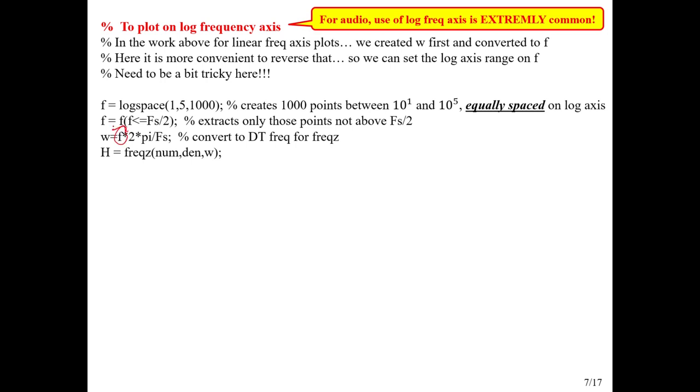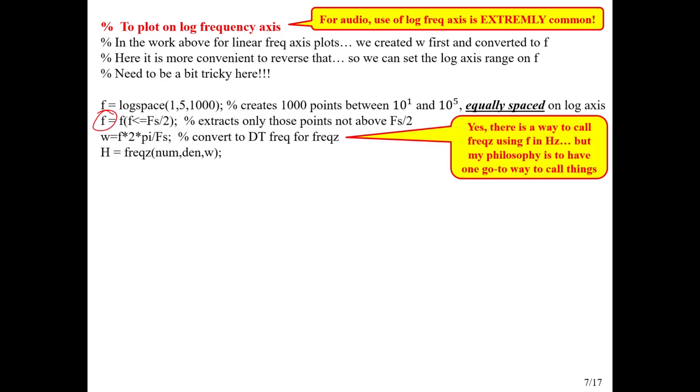Okay, so now here's the next trick, same trick as I showed you on the previous page. I've got things in Hertz, and my go-to way of calling freqz puts in radians per sample there. So this is just converting. I divide by Fs, multiply by 2 pi, same little trick I did on the previous slide. Now I've got my frequency points in discrete time frequency, and I plug them in here, and now I get my H. But now I'm not going to plot H versus w. Nope, I'm going to plot it versus f.